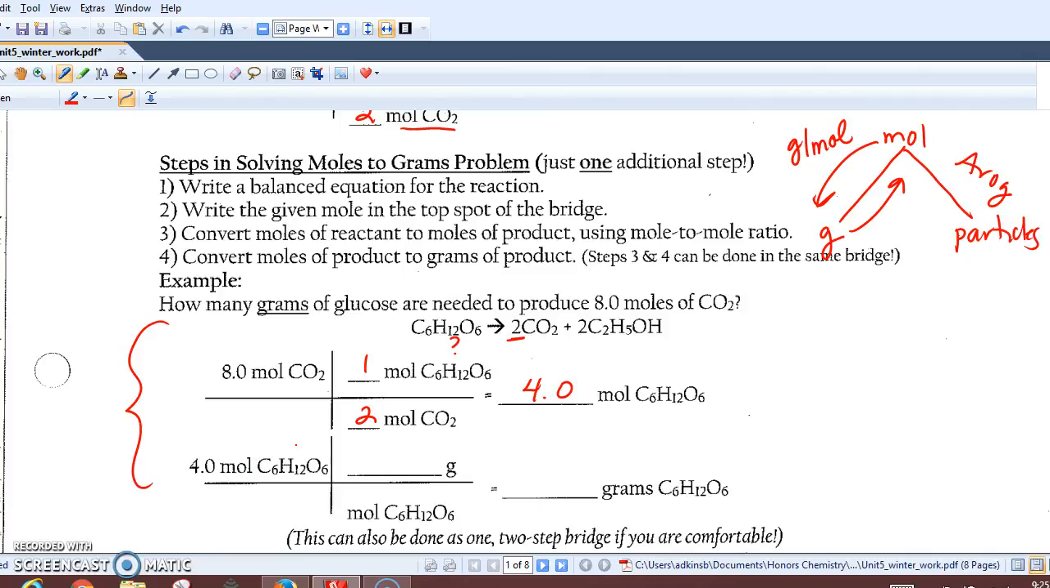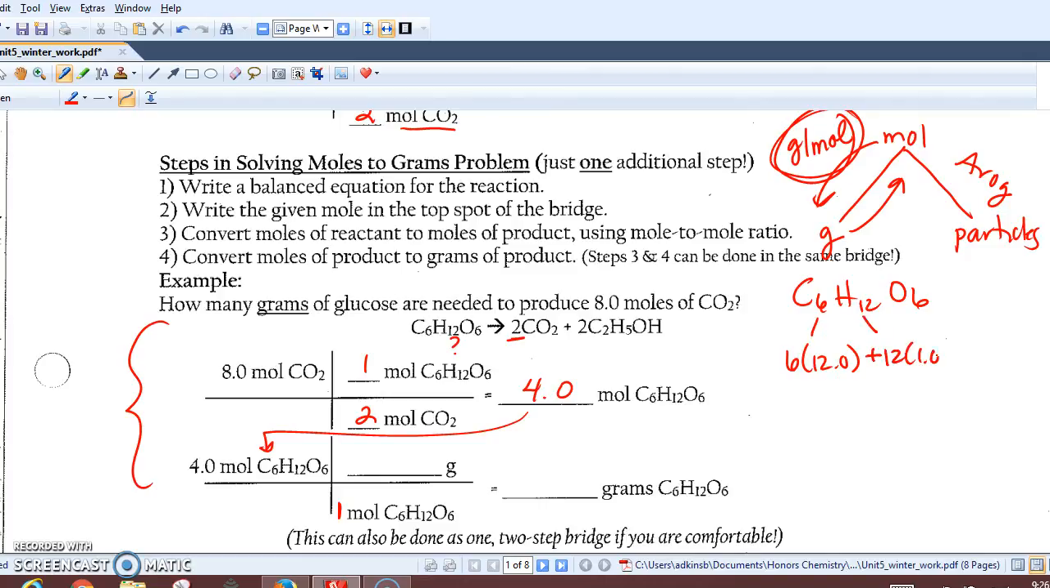So then our second bridge, we take this given and plop it in the top spot. And what is the true conversion for 1 mole of C6H12O6? And if you think back to when we did molar masses, we go to the periodic table. So for C6H12O6, we're going to do 6 times 12.0, because that's the mass of carbon on the periodic table, plus 12 times 1.0, because that's the mass of hydrogen, and then 6 times 16, because that's the mass of oxygen.